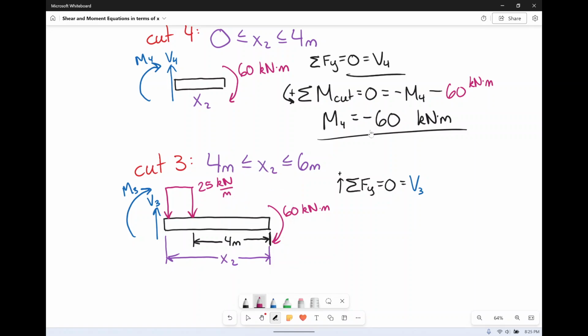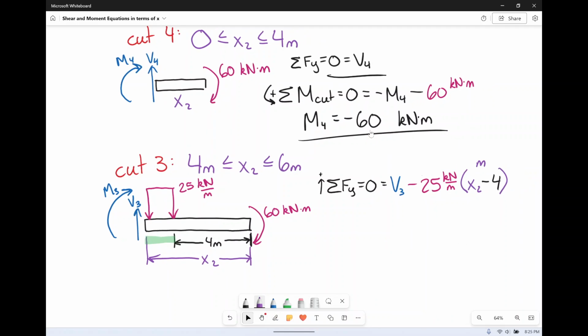Ain't that swell? Then we have our minus 25 kilonewtons per meter across how many meters? That's the good question. Across how much? Well, it's not fully x2, right? Because x2 is this distance. It's not that. It's only this much. So what is that much? Well, that much is going to be x2 minus 4, in meters. That's going to give me that little highlighted area. So you can start to see where this is going to get disgusting.